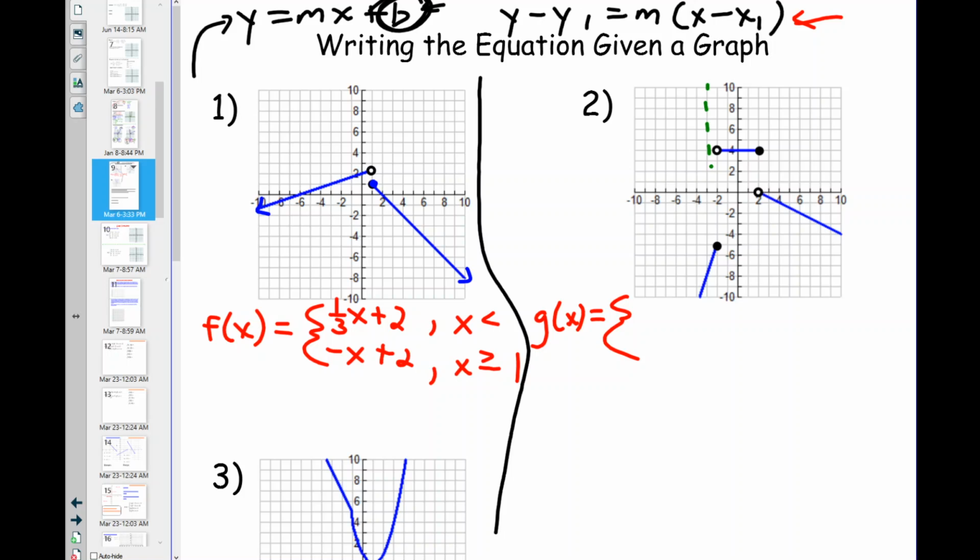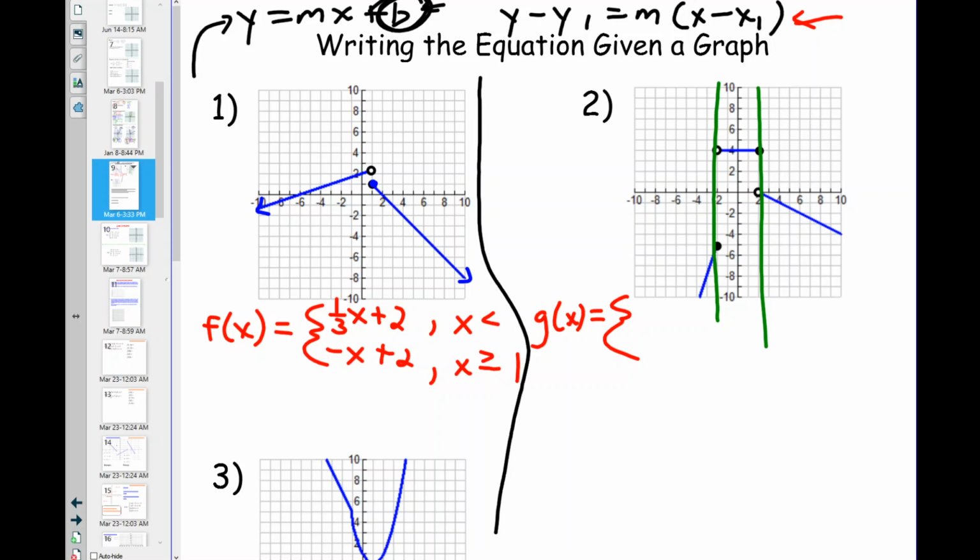How could you describe? Oof, wow, that's bad. Wow, that's even worse. How would you describe that first interval all the way to the left? Does it look any better on your paper? No.